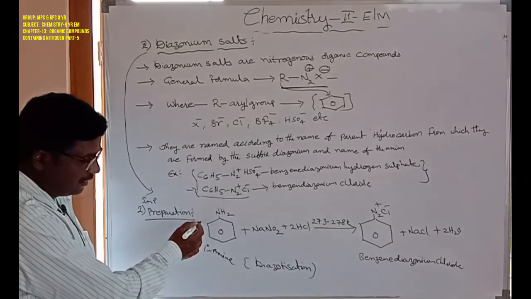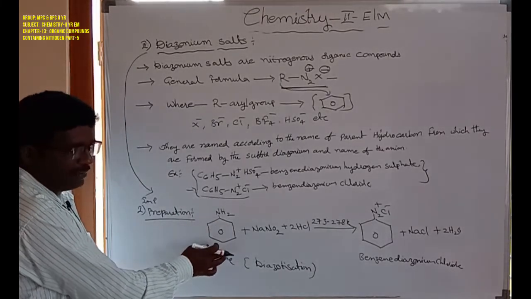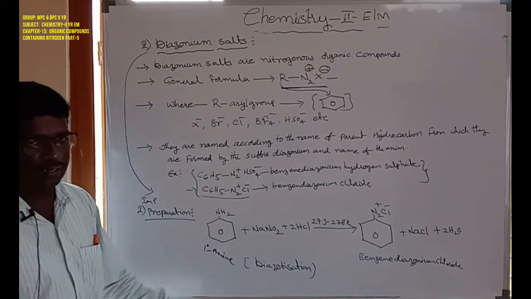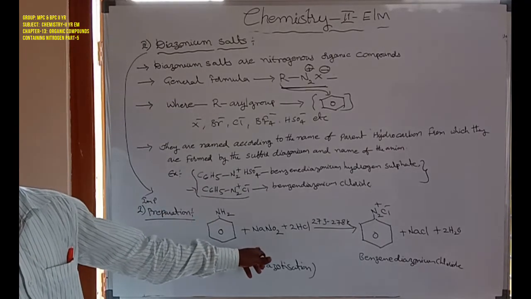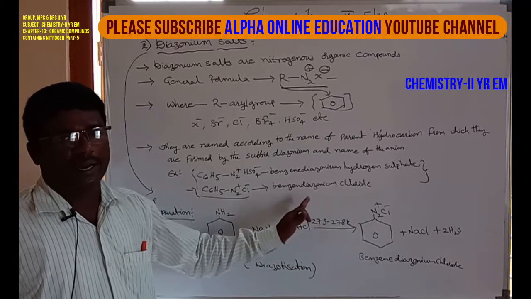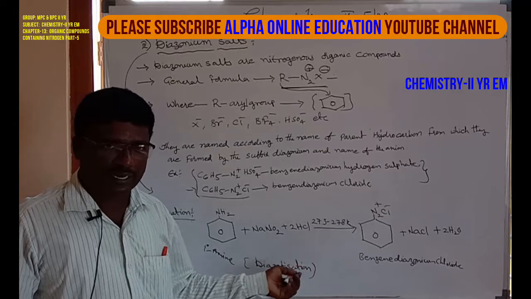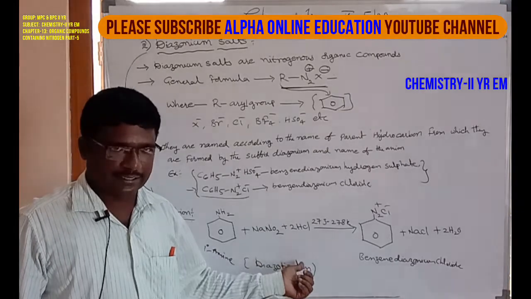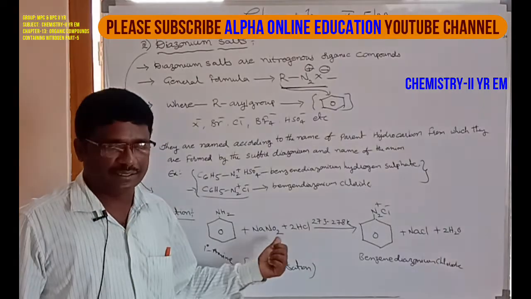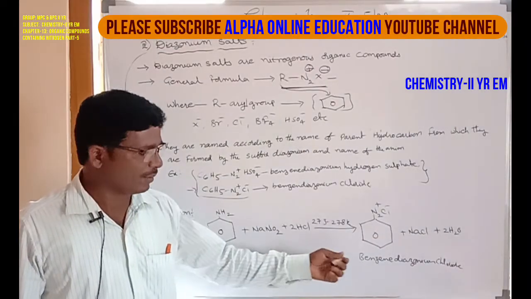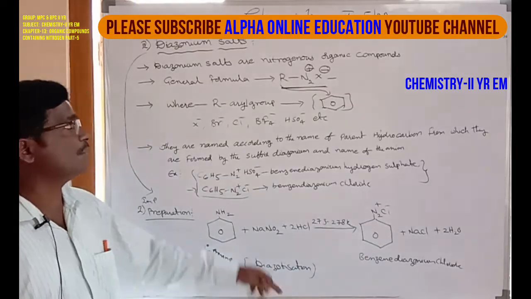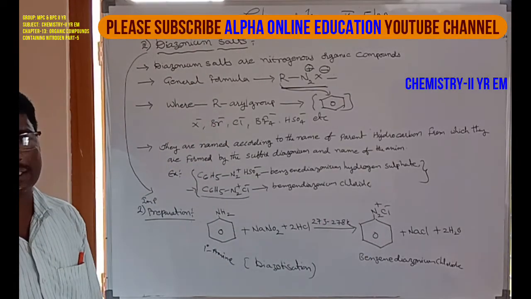The aromatic primary amine or aniline is treated with nitrous acid, that is, sodium nitrite and hydrochloric acid. These two mixtures are called nitrous acid. At low temperature, benzene diazonium chloride is formed. That is the preparation of the diazonium salt.